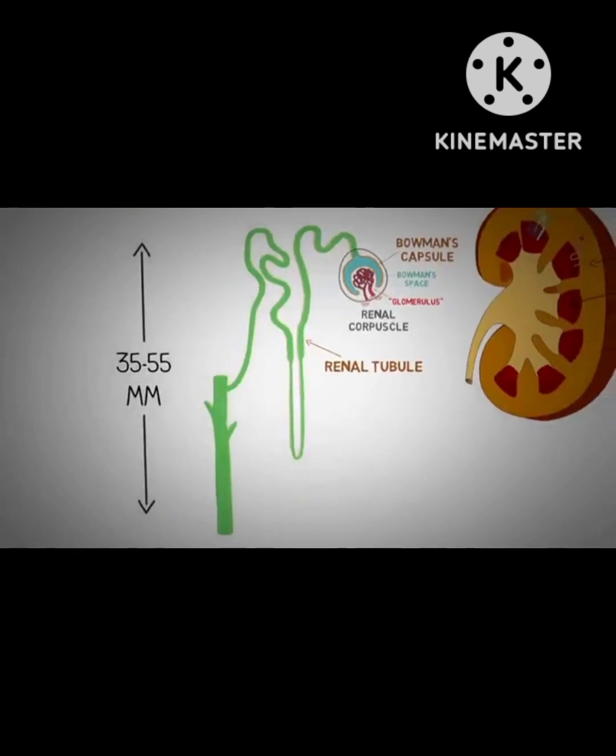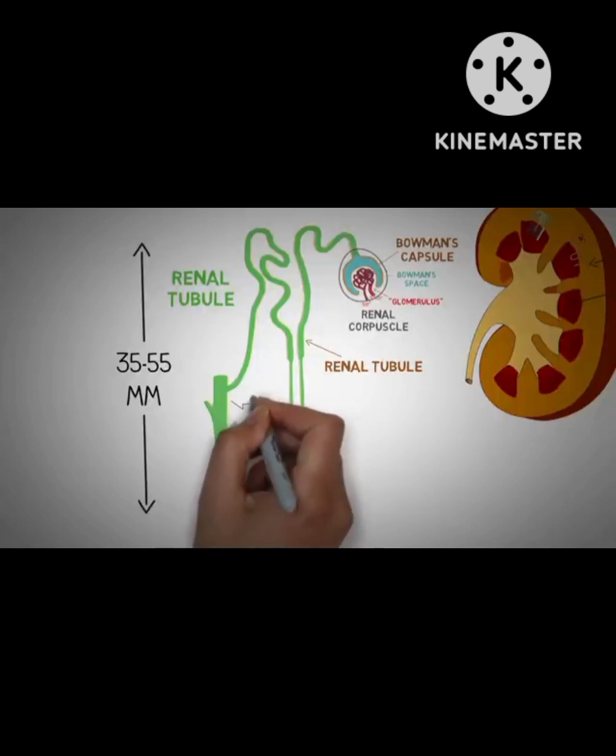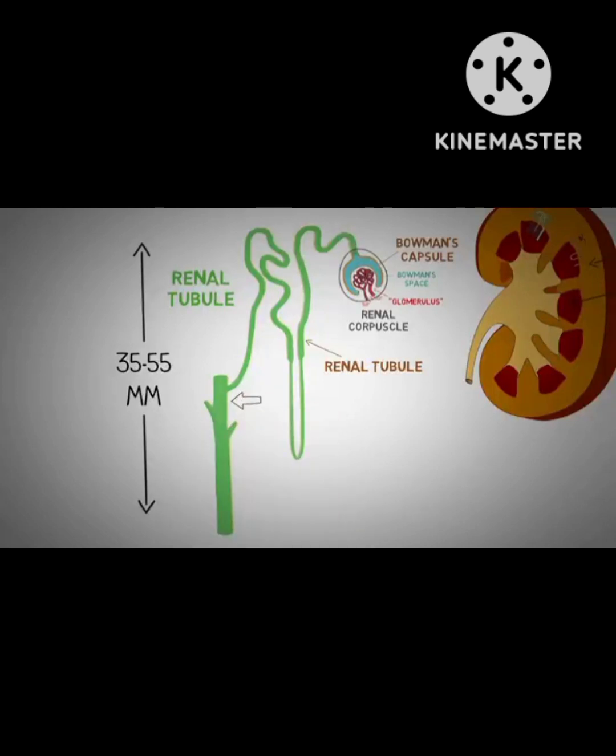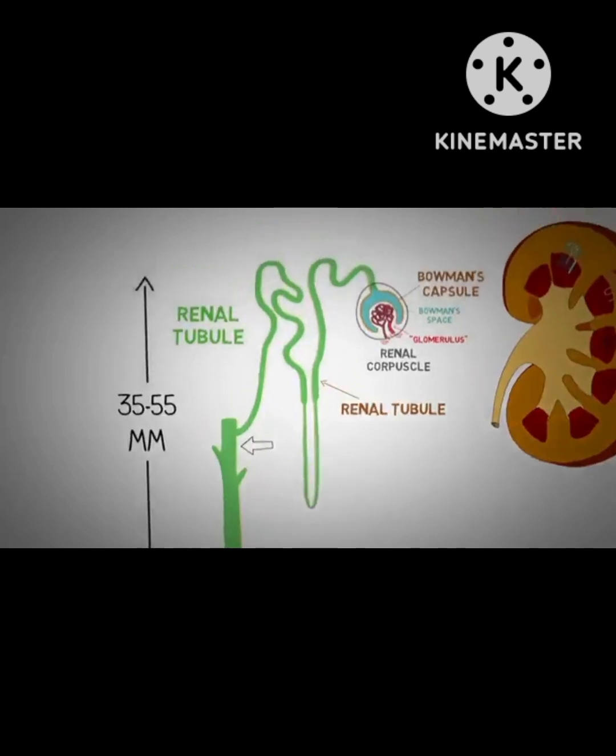The other end is known as the renal tubule. Now the word tubule just means a small tube, and as you can see, the renal tubule is a long and folded tube-like structure that emerges from the Bowman's capsule at one end and it ends into the duct system of the kidney. The tubule is divided into three main parts based on its function.